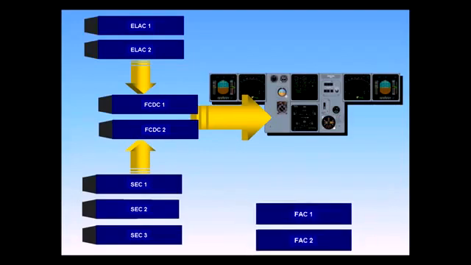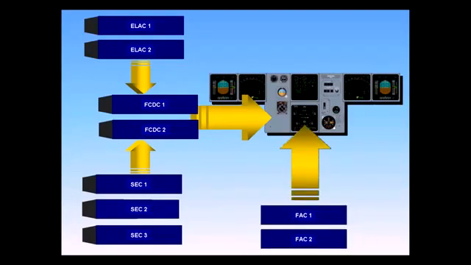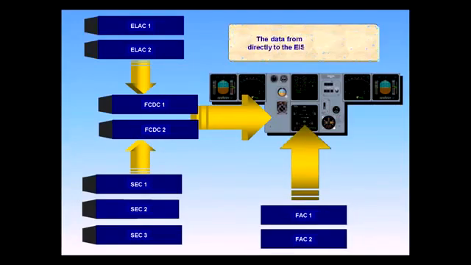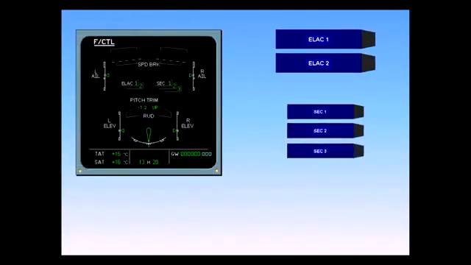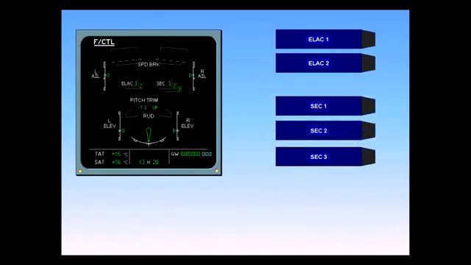The data from both FACs is sent directly to the EIS. The status of ELAC and SEC is indicated on the ECAM flight control page. The other computers are not displayed. We will now see how the hydraulic systems are displayed on this page.